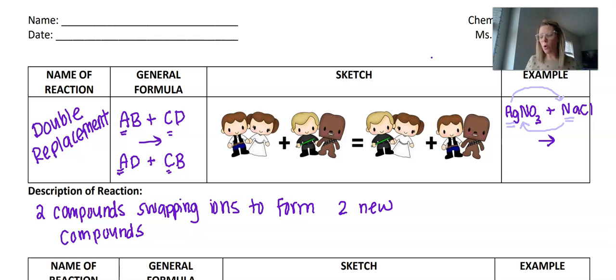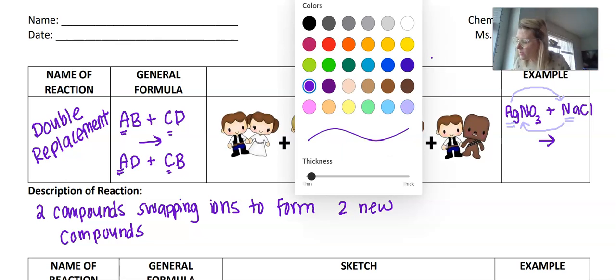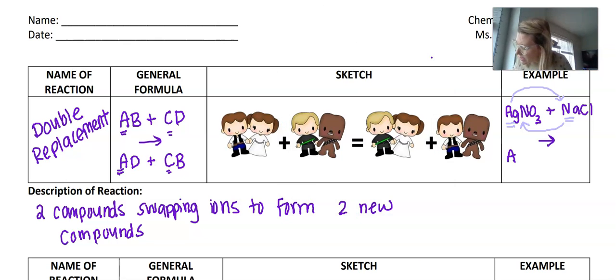But again, we're going to do a whole practice day on maybe double replacement predicting products, so I'm not going to focus on it just yet. But we would end up here with, okay, Ag now bonding with Na's former partner, the Cl, and Na bonding with Ag's former partner, NO3, giving NaNO3. Okay, awesome.